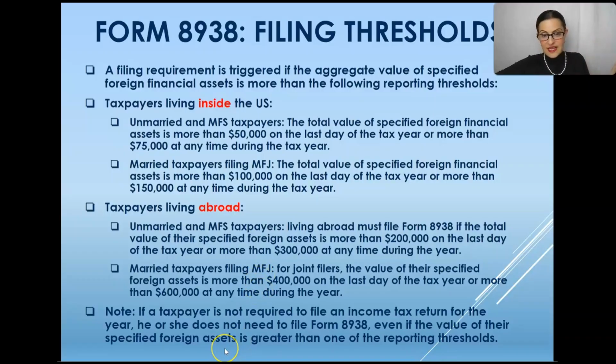In that case, if you don't have to file an income tax return for the year and you have no filing requirement, then you don't have to file a tax return just to file this form. But in that case, in the scenario that I gave you, I would still have to file the FBAR. The FBAR filing would be required, whether I had any income or not.